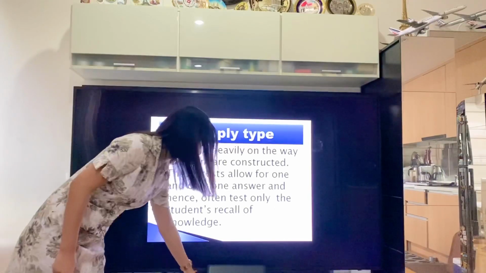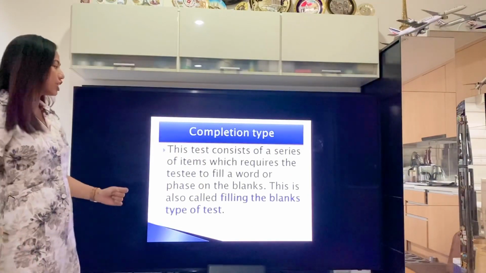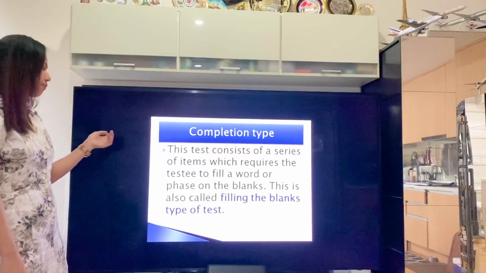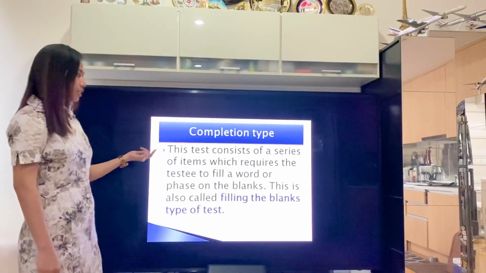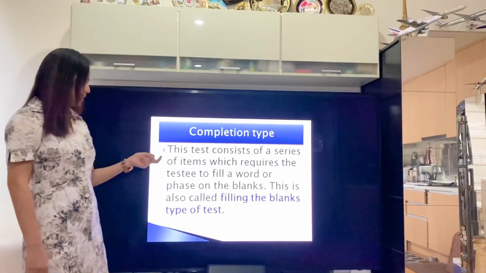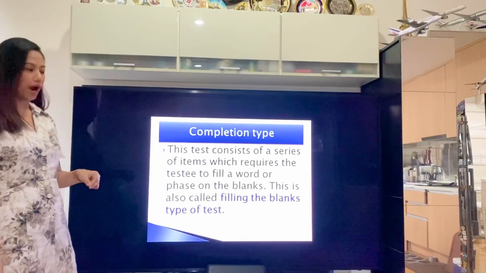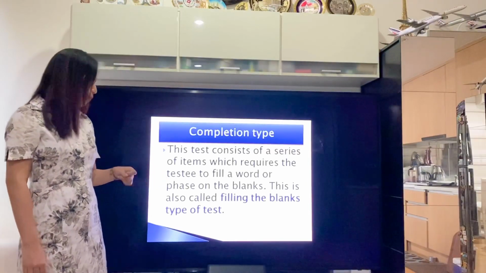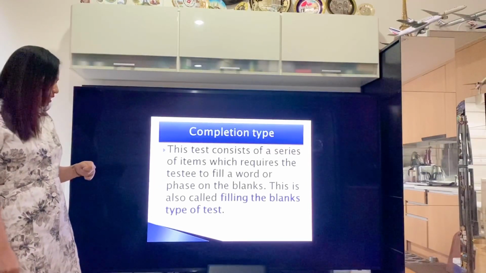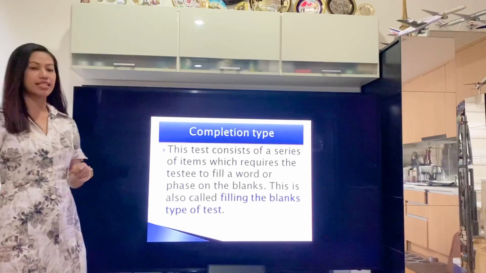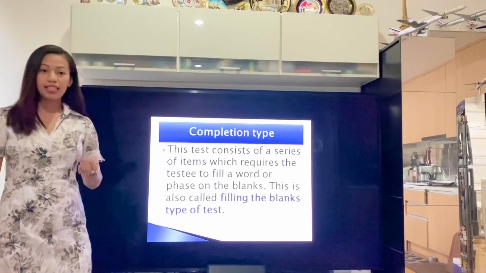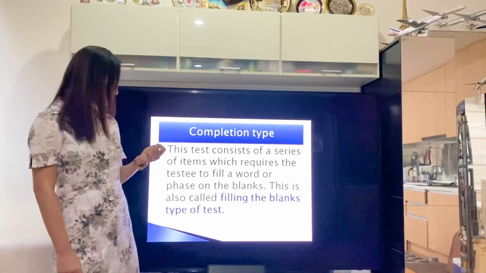Next, completion type. So, completion type, under siya sa supply type. Completion type, this test consists of a series of items which requires the testee to fill a word or phrase on the blanks. This is also called filling the blanks type of test. So, completion type is a fill in the blank test.